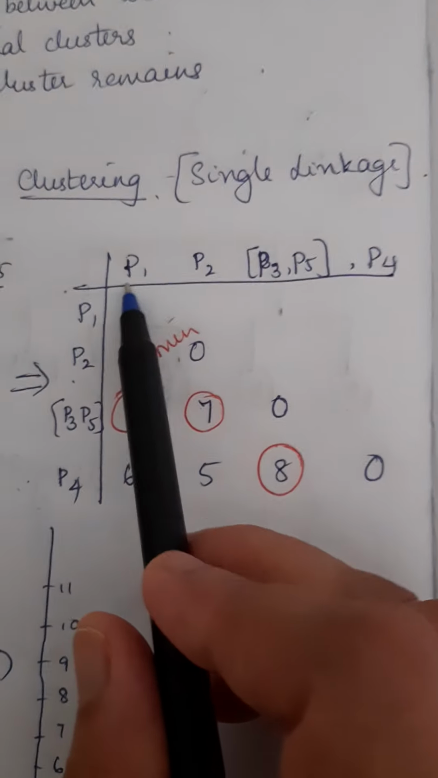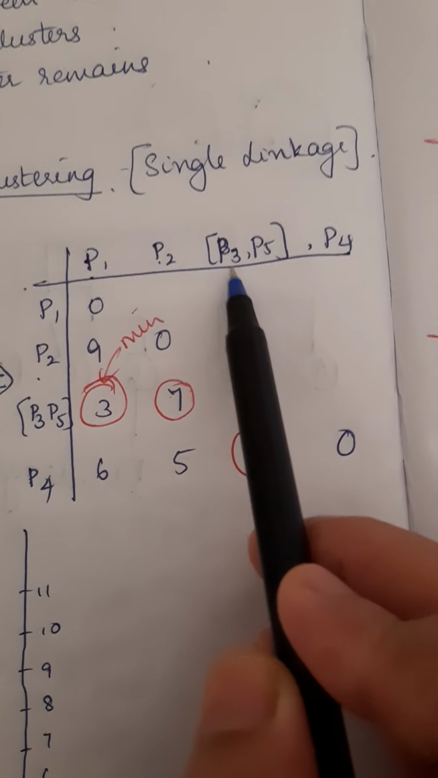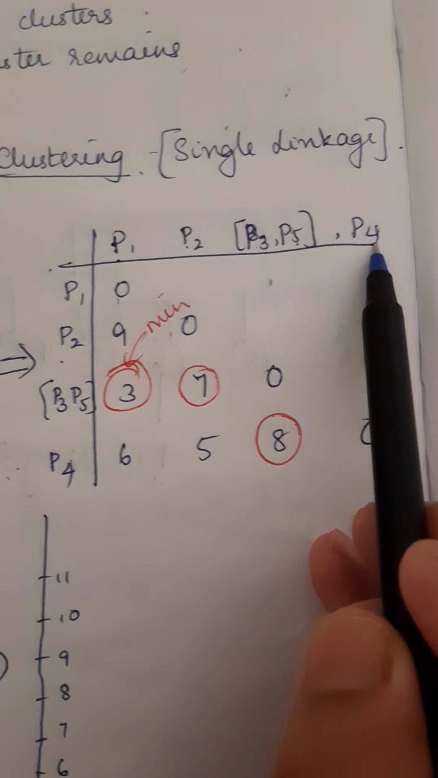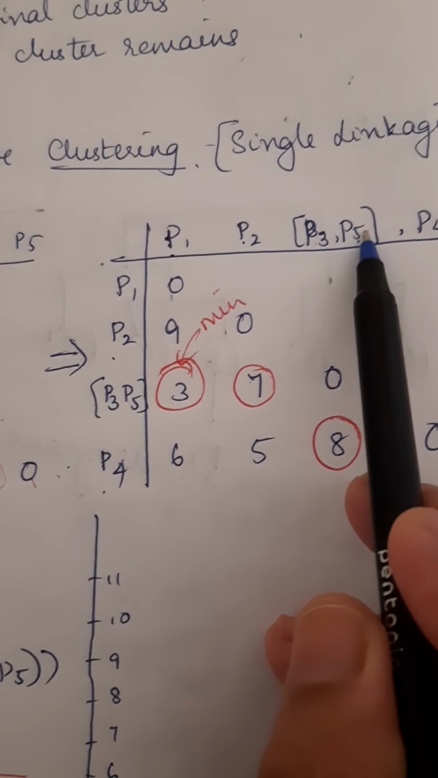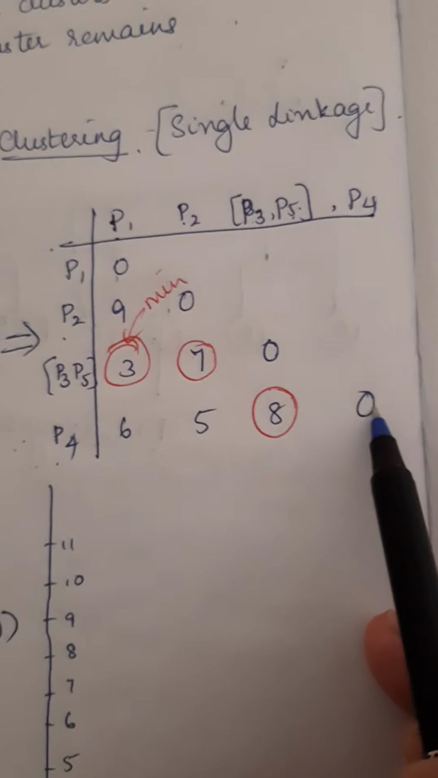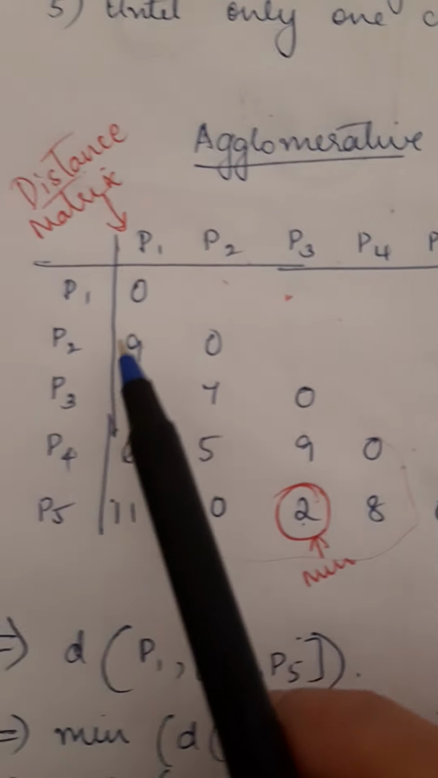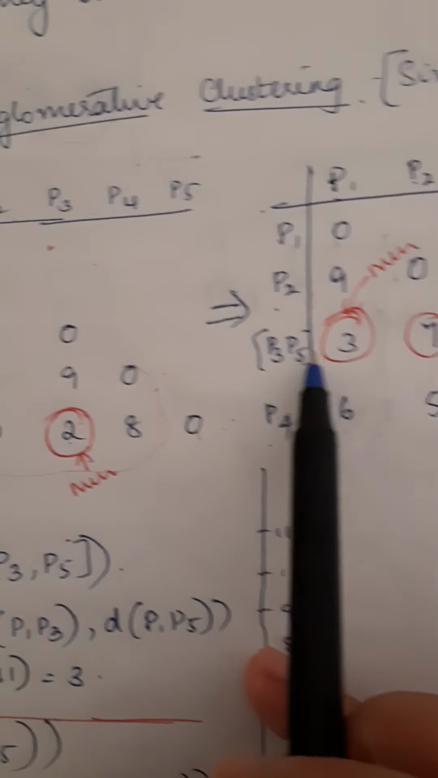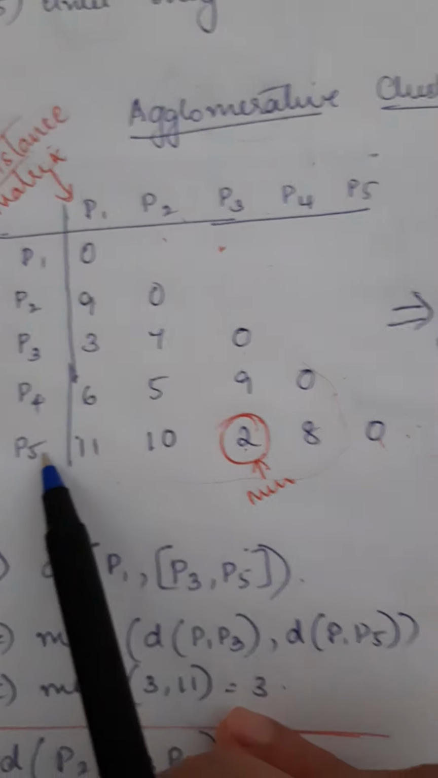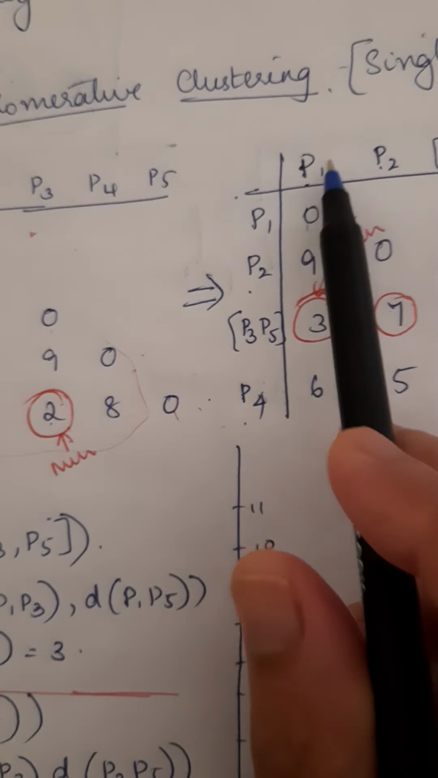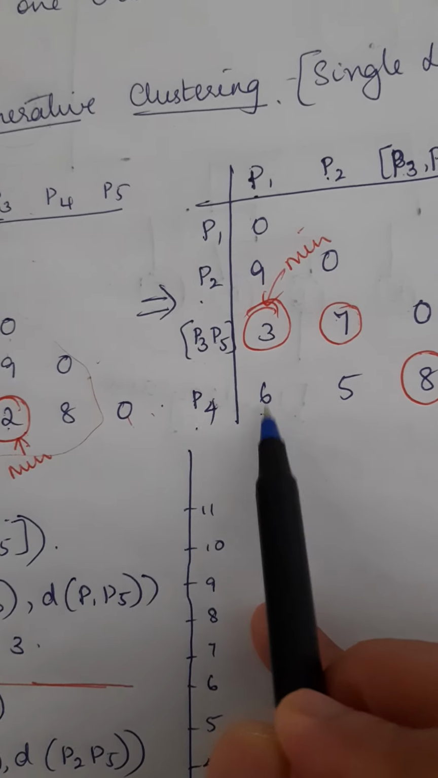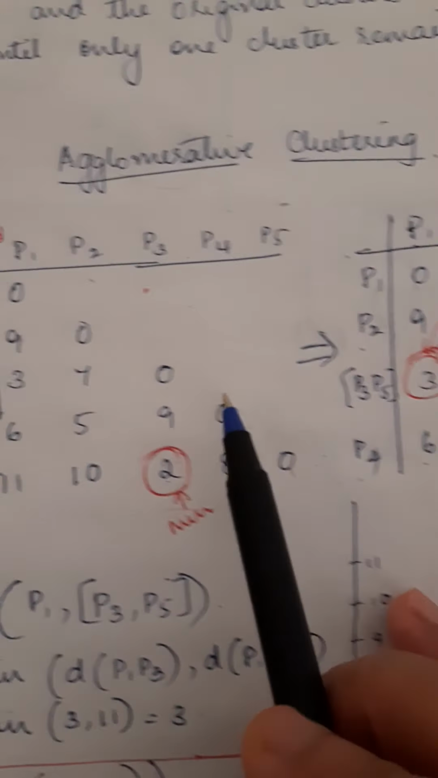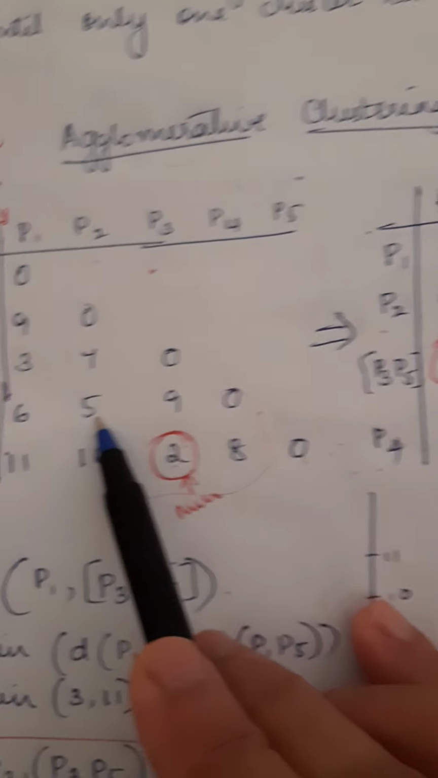So here the next table will have P1, P2, the merged P3 and P5, and P4. Same thing over here also. The earlier values which do not include P3 and P5, I will write as they are. Diagonal will be 0. P2 to P1 distance from here is 9, so the same, 9. Now this you leave, we will calculate this. Then the next one: P4 to P1 is 6, so I have written 6 over here. P4 to P2 is 5, so I have taken 5 over here.